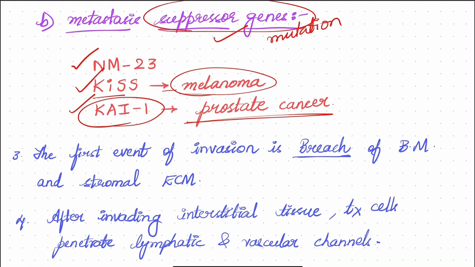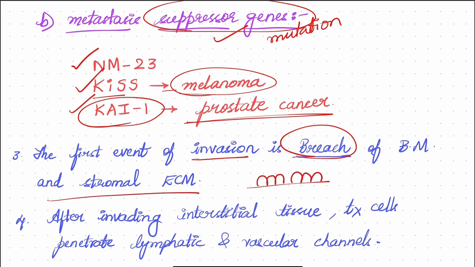Firstly, the first event of invasion is the breach of basement membrane and stromal ECM. As I have said, the epithelial cells rest on a basement membrane, this is a cancer cell, it has to breach through this. Breach of basement membrane is the first step and it enters the ECM. It also breaks down the ECM. This is the first step of invasion. Invasion is the local spread. Locally it breaks down the basement membrane, enters ECM, breaks it down. Breach of basement membrane and stromal ECM is the first ever step in invasion. After invading this interstitial tissue, that is the stroma, the tumor cells penetrate the lymphatic channels or the vascular channels.